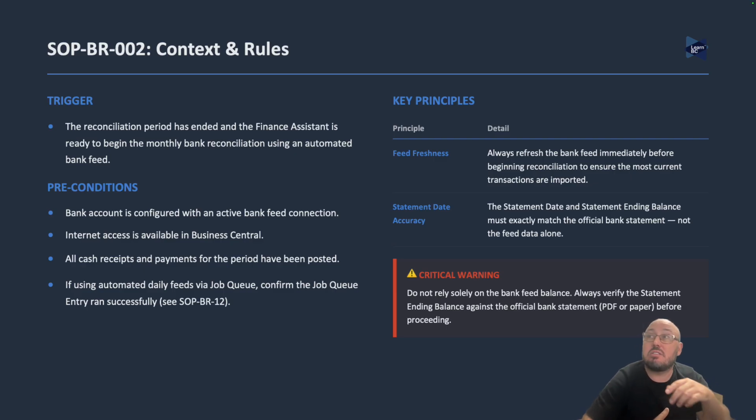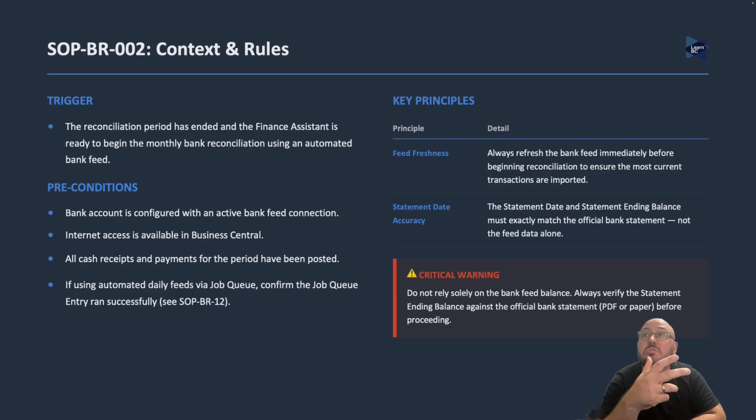The precondition is the bank is set up, okay? You've got internet access to your BC, which we're all full cloud, so that's irrelevant. All cash receipts and payments for the period have been posted, so they're good to go. If some are missing, we'll talk in the reconciliations about using the general journal to create those. And if using automated daily feeds via the job queue, confirm the job queue entry ran successfully. That's SOP 12, right at the end of our SOPs.